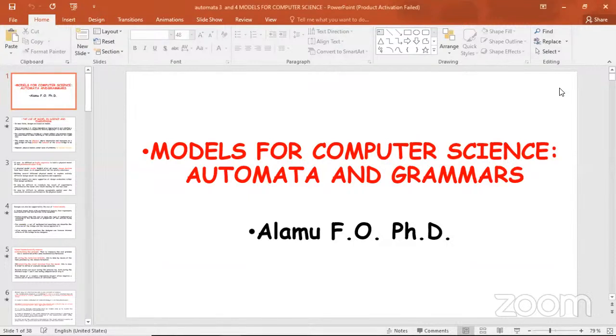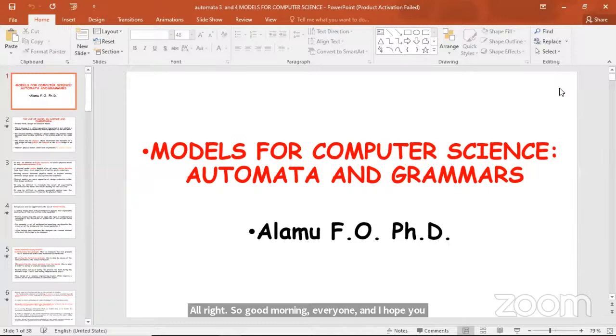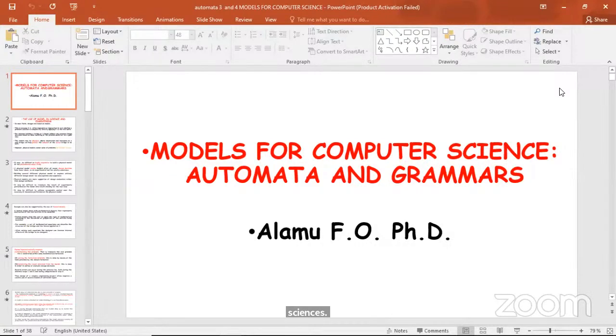All right. Good morning, everyone, and I hope you can all hear me. Today, we'll be looking at the concept of models for computer science, and we'll be looking at automata theory, automata, and grammar.